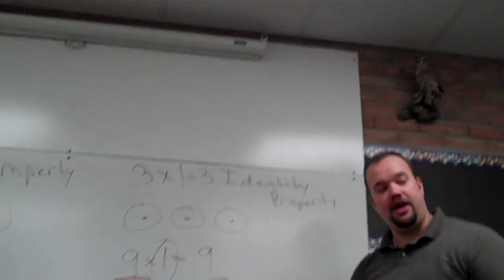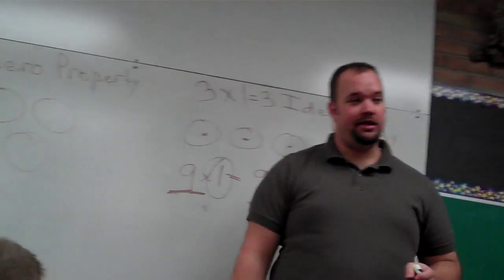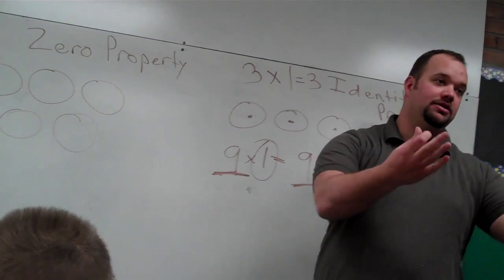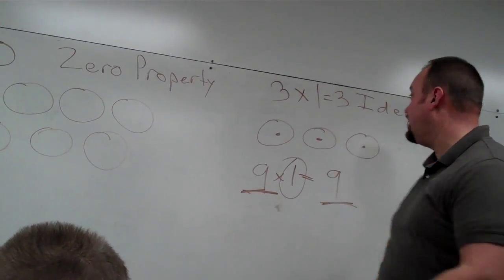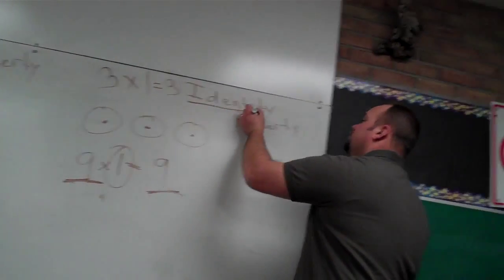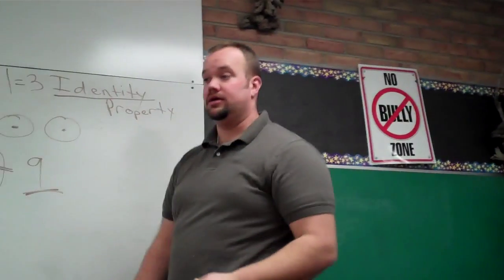So Jacob, I'm going to get back to you there. If I had 1,000,000 times 1, what would be the answer? 1,000,000. See, you just... Okay, right. It's the identity. No matter what, whatever number you're multiplying by 1, it's always going to be the same answer.